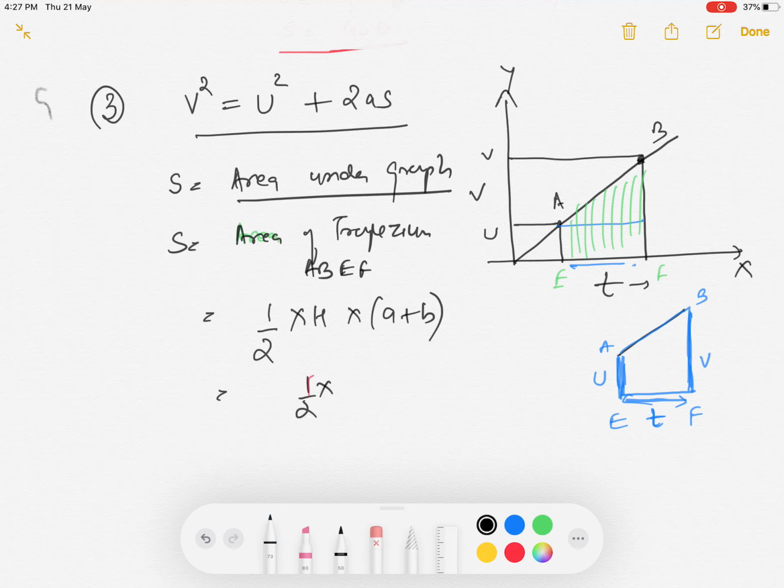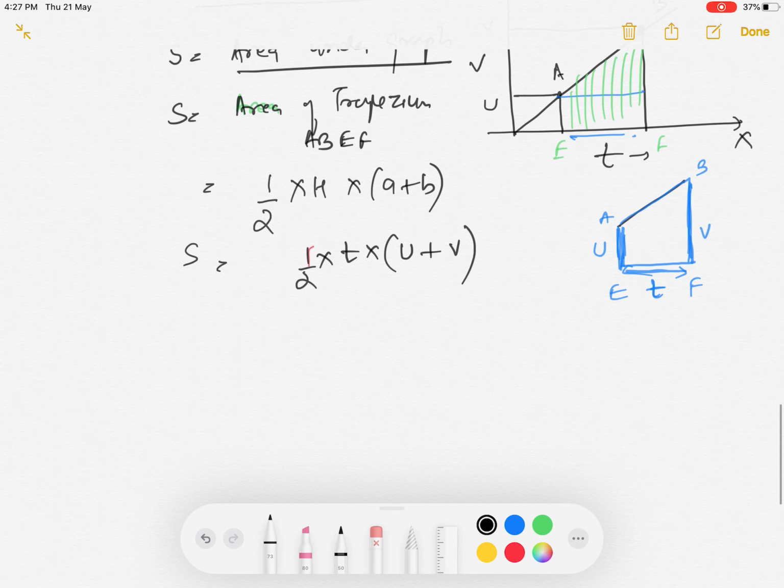So here the formula becomes half. What is height? Height is always a perpendicular line, so t. And what is sum of the parallel sides? One is u and other is v. So half t into v plus u. So s is it. Now here in our formula we don't have time term.